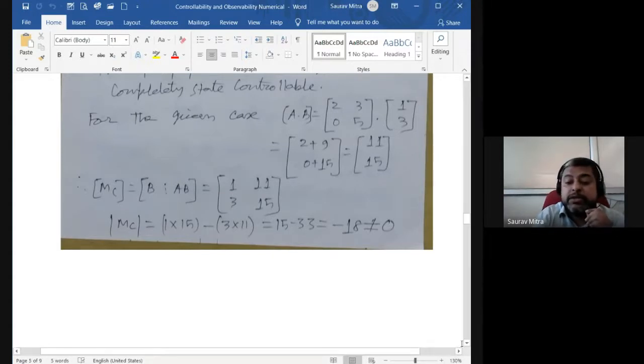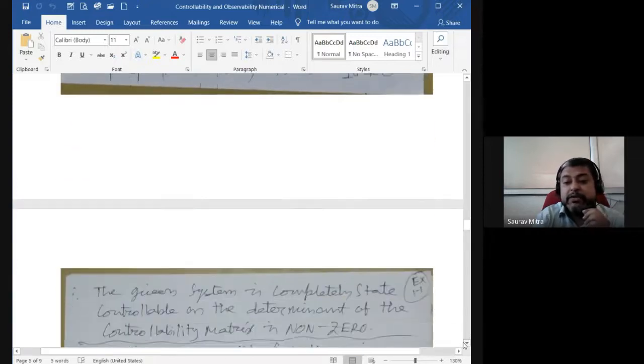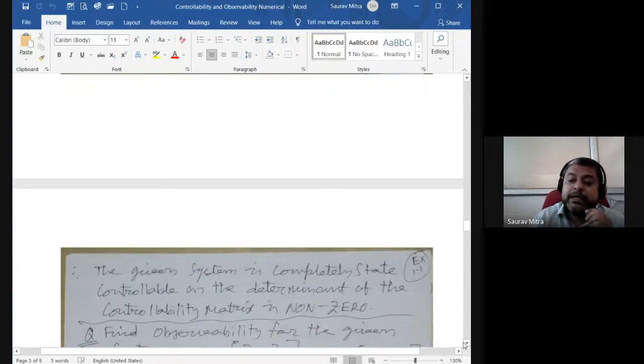Whenever it is non-zero, that is the conclusion I have to write. So generally, most of the time students do what? They find the determinant of the controllability matrix not equal to 0 and leave it there. And we don't give them full marks. This one line is very important.